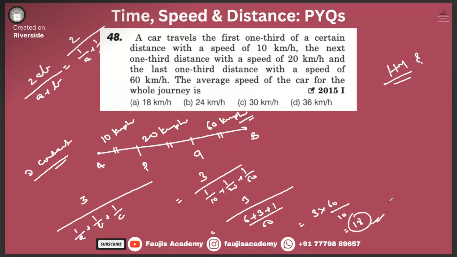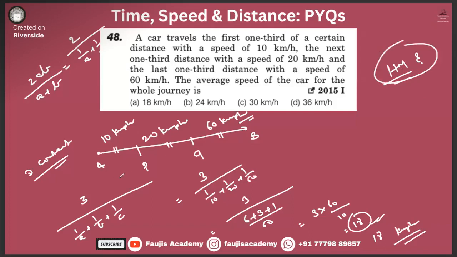Okay. Did you do any calculation error? Yeah, just check it. Okay, sir. So 18 kmph. Yeah, we did it using the harmonic mean method. Okay, let it be.